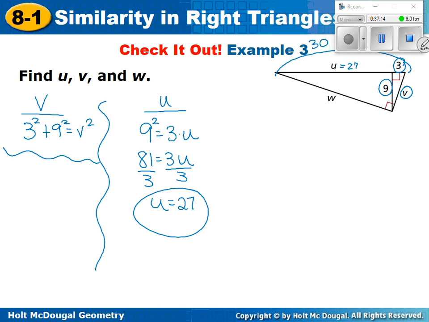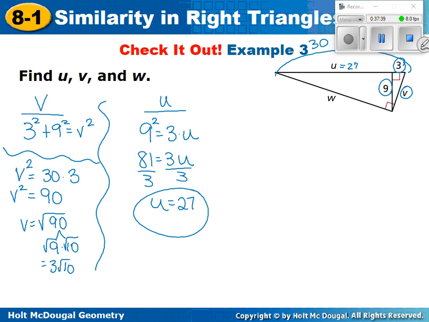So now I'm going to go back and find V the other way using my shortcuts, just to practice that. So V is a leg. V squared should equal the whole hypotenuse 30 times the part touching V, which is 3. So that gives us V squared equals 90. V equals the square root of 90, which is 9 times 10. So that is 3 square roots of 10. Questions on V?